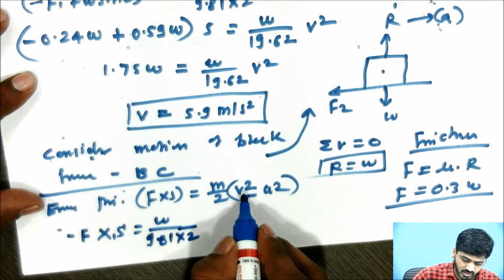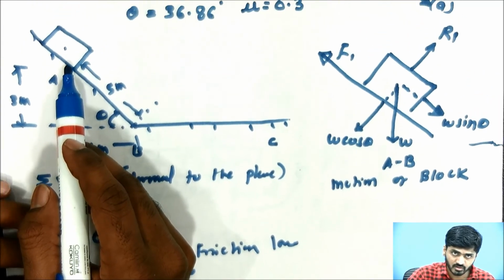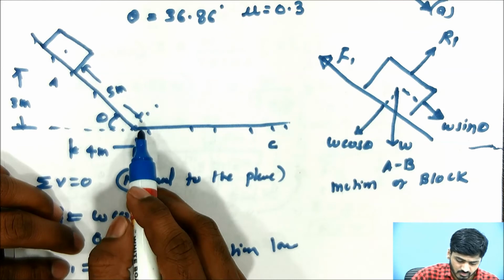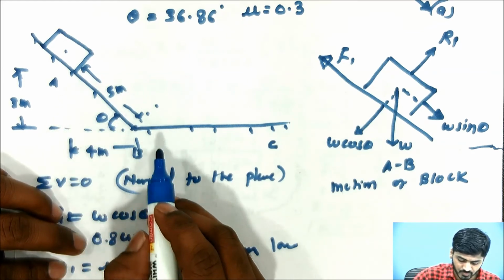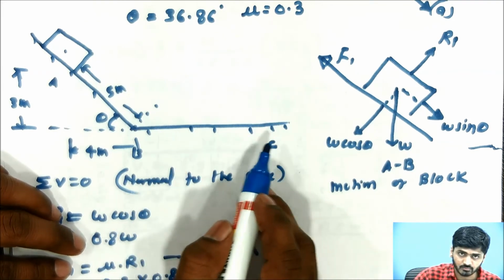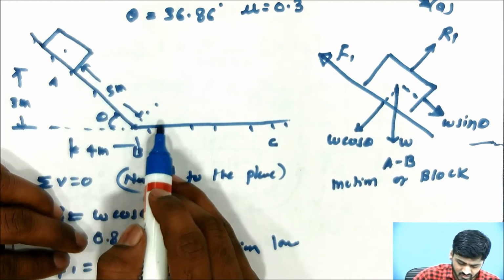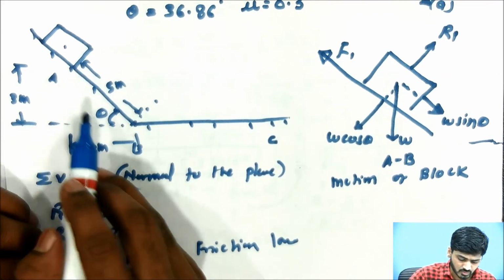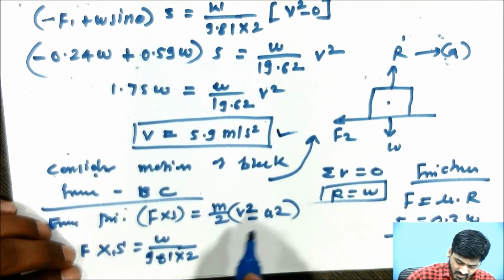And here in the first case you may observe the picture here, block starts from here and comes here. So initial velocity 0, final is here. So final velocity for A to B motion, V, is nothing but the initial velocity for B to C, as the block moves from B to C. Whatever the initial velocity is there, that is nothing but the final velocity of the motion of the block from A to B, and already we have calculated here, 5.9 is there.